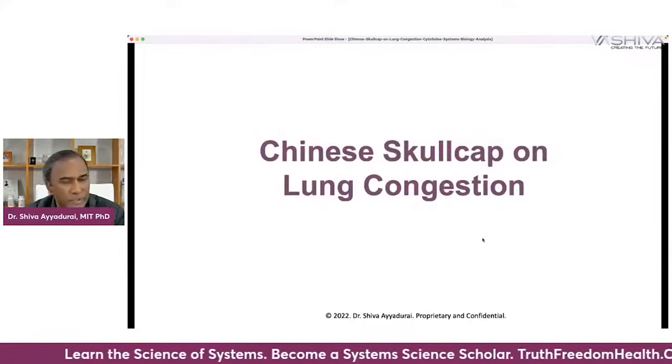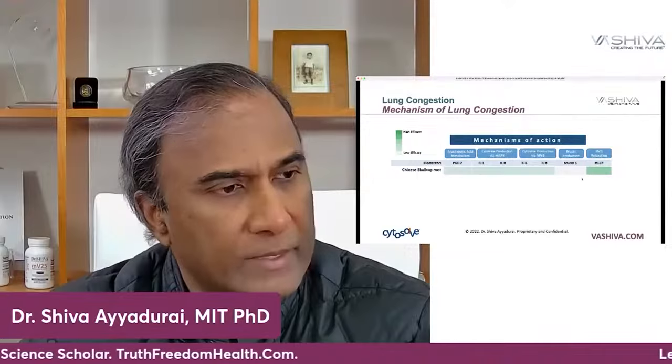Now, what happens with Chinese skullcap? So Cytosolve mapped out all of these molecular pathways, these five. We identified the particular biomarkers. These six we want to bring down, and MLCP we want to increase. And you can see Chinese skullcap does that on the first five here. It doesn't do much on mucin 5, and it does increase MLCP.